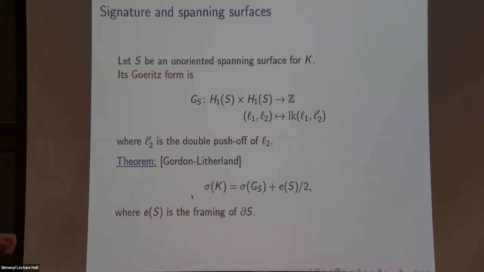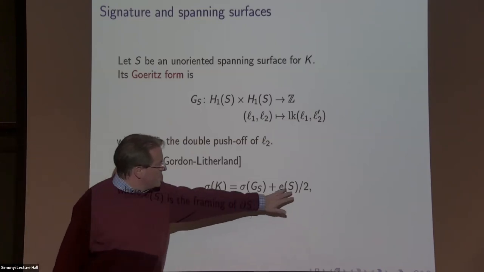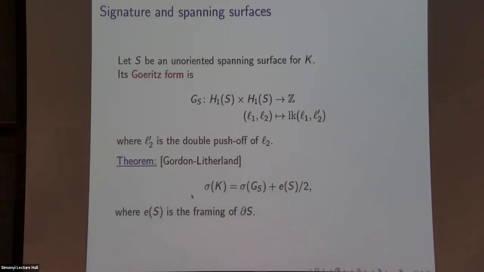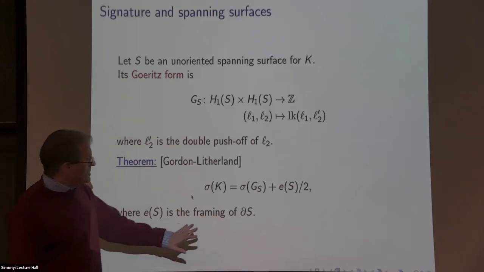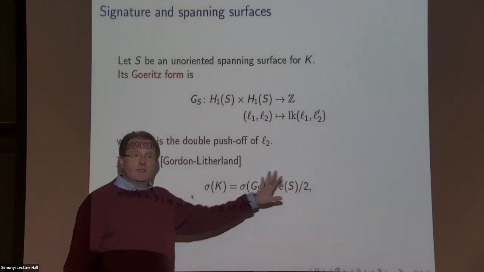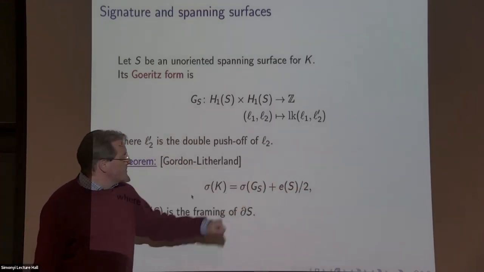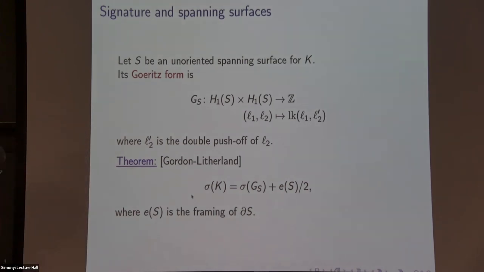And it turns out that the relationship between e of S and the slope is going to be crucial. So for an oriented Seifert surface, this linking number between the boundary and the knot is always zero. And so this framing is zero. So for an oriented surface, you don't get this term, it's just the signature of the Goeritz form, but for an unoriented surface, this number can be non-zero.